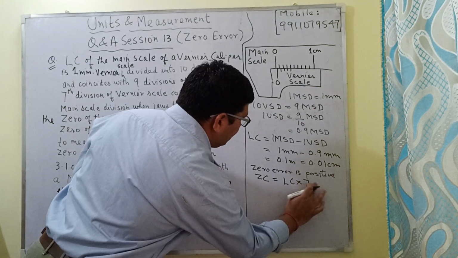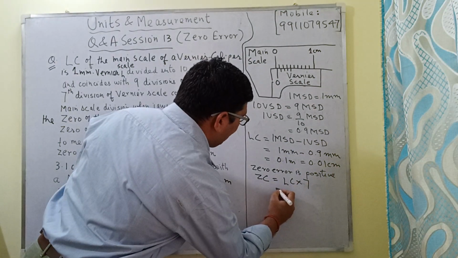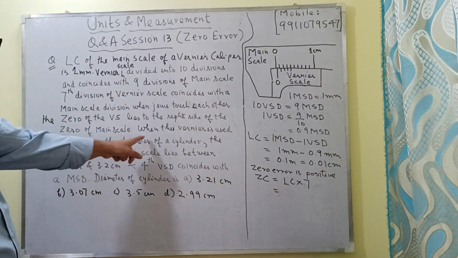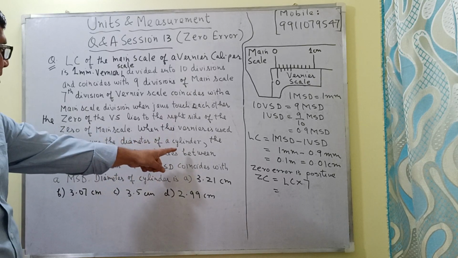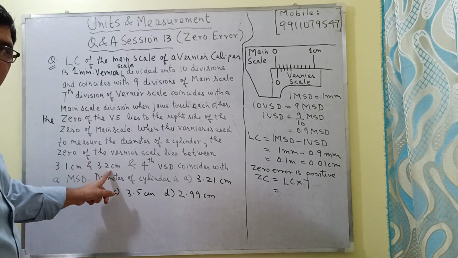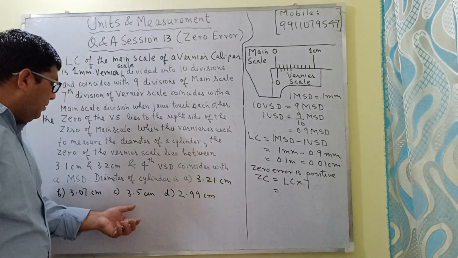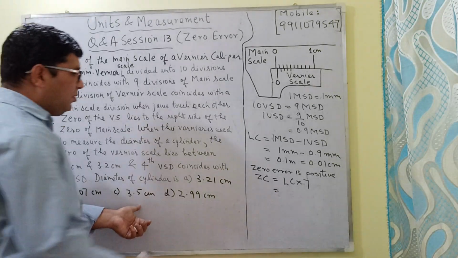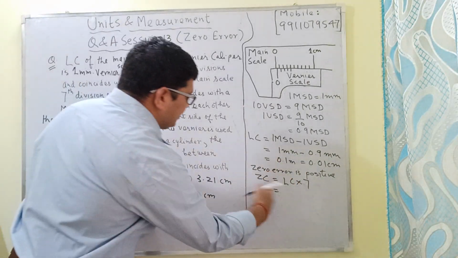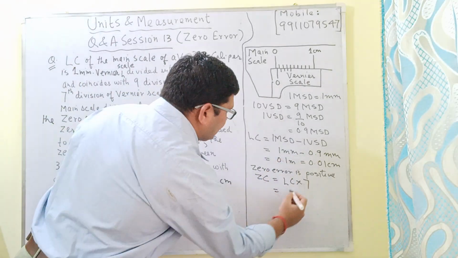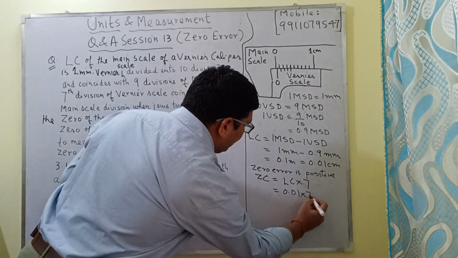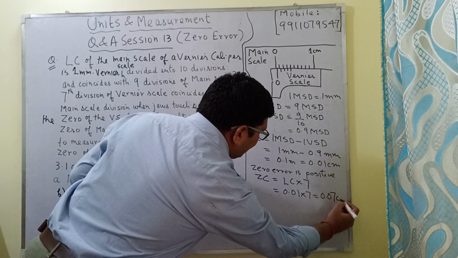So the zero correction will be equal to least count, because see here in the third part of this question you will write, when this vernier is used to measure the diameter of a cylinder, the zero of the vernier scale lies between 3.1 centimeter and 3.2 centimeter. So we have to find the measurement in terms of centimeter. So I have calculated the least count in centimeter, and similarly the zero correction will also be calculated in centimeter, which is equal to 0.01 into 7, which is equal to 0.07 centimeter.